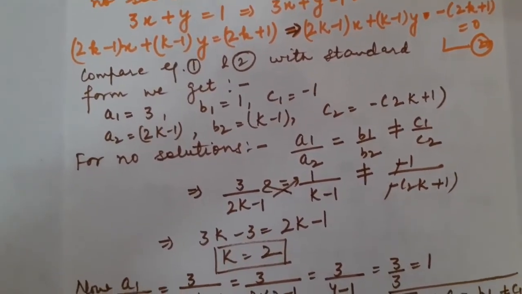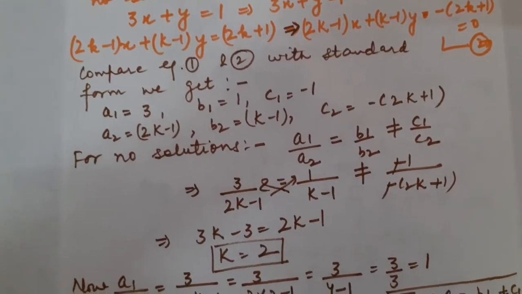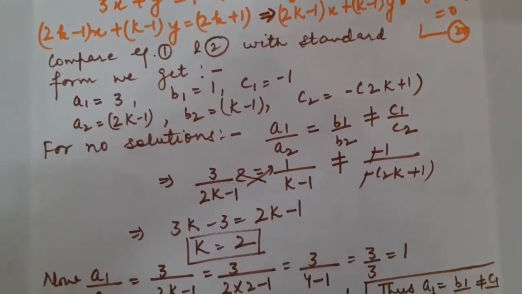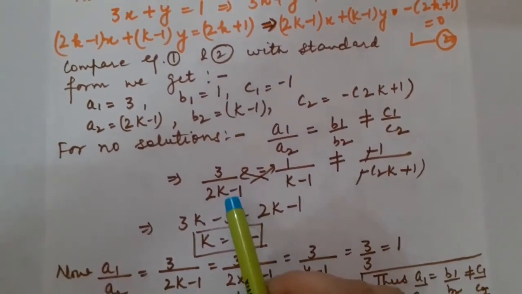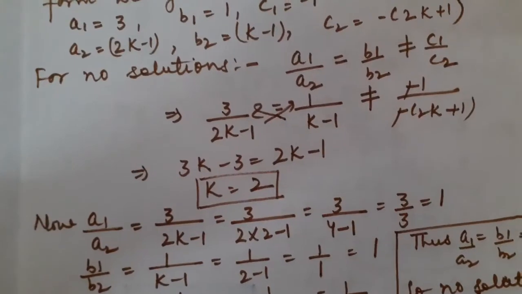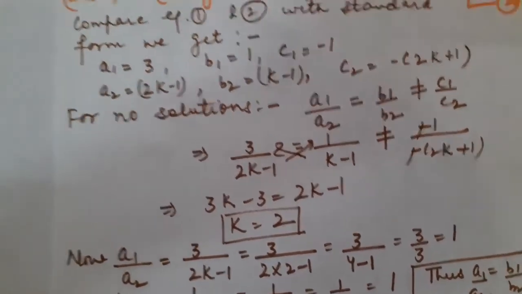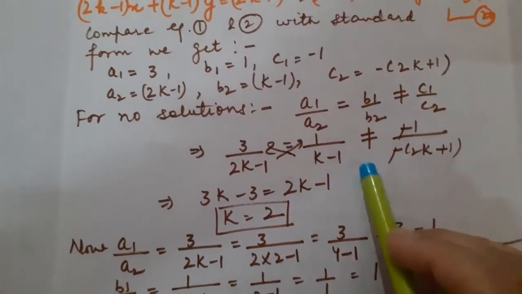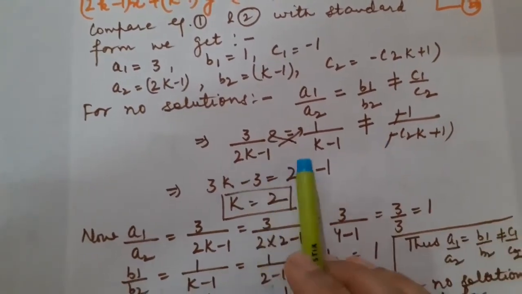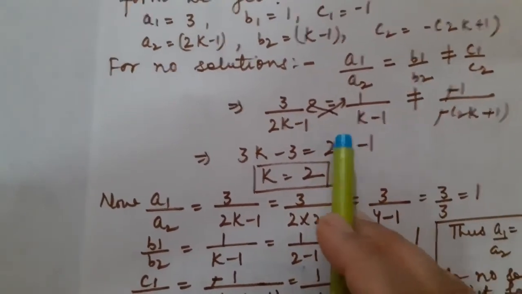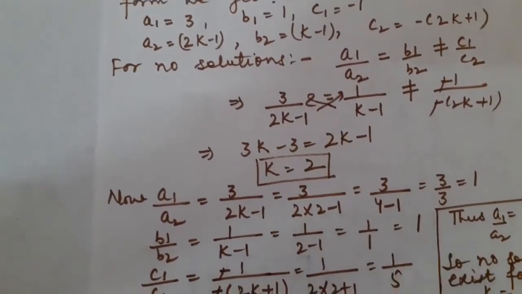For no solution, what is the condition? a1 upon a2 is equal to b1 upon b2 but not equal to c1 upon c2. So I have just inserted the values over here. As they both are equal, I have to equate them only. Here the second term and the third term are not equal to each other, because they are not equal. So from the first as well as the second term I have got the value of k as 2. How? While cross multiplying. Clear, children?